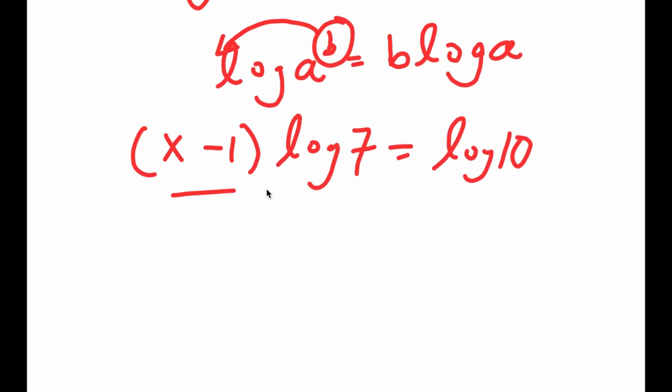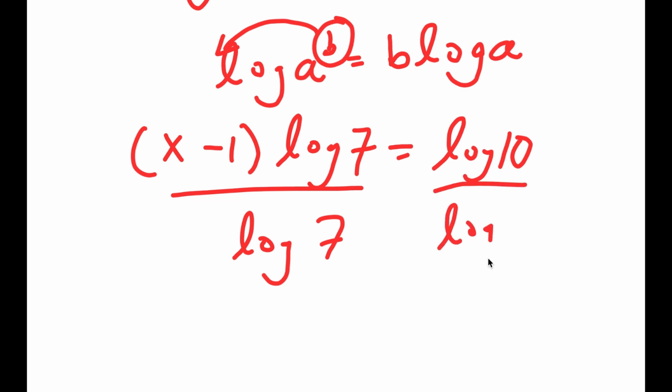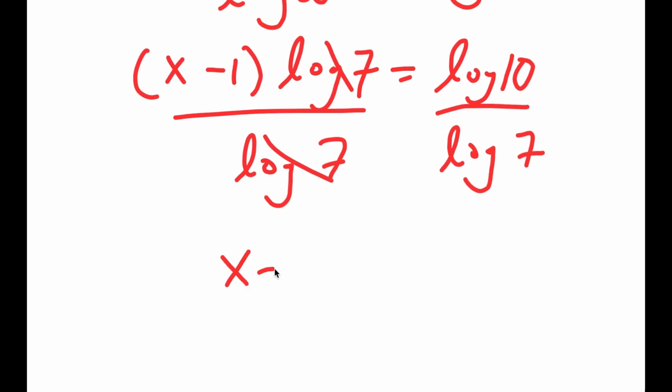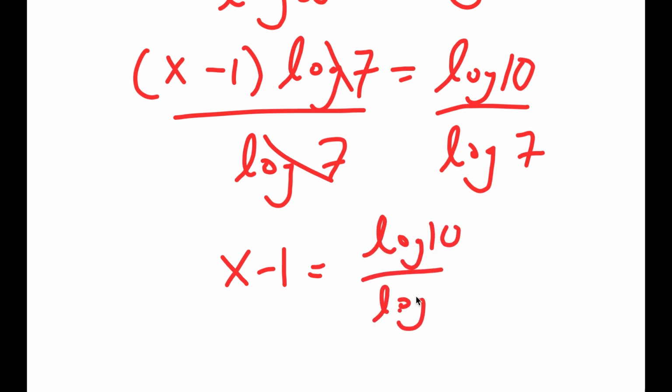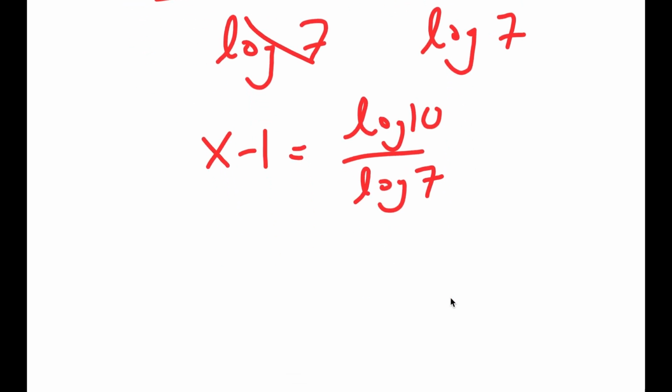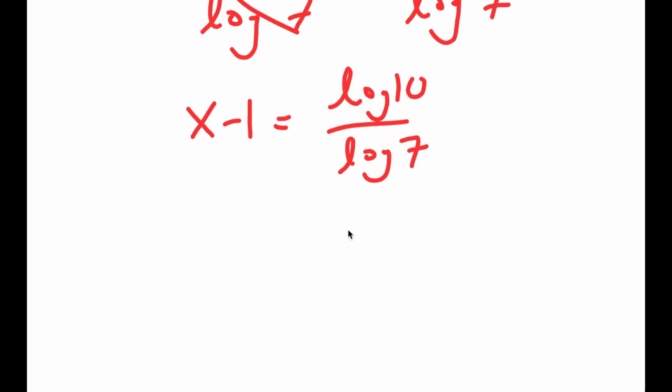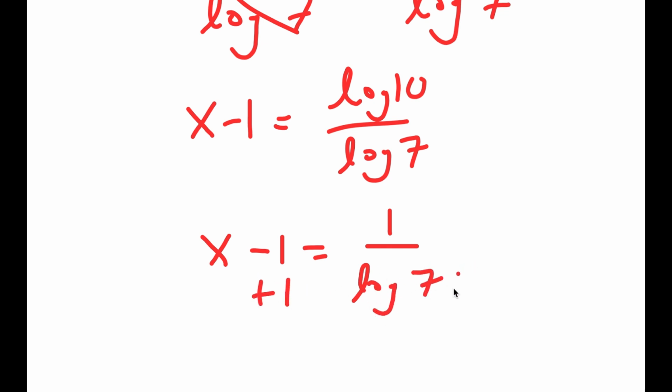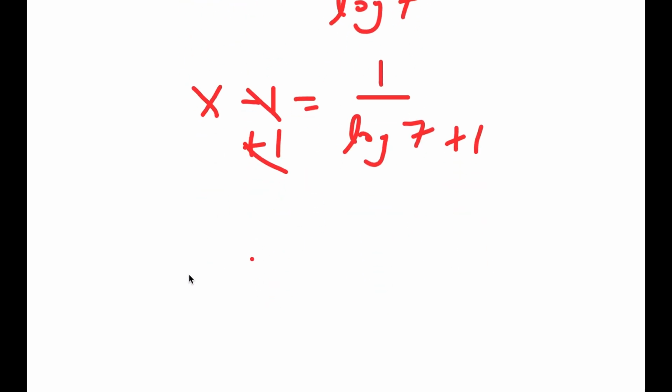Now we want to isolate x, so I'm going to divide both sides by log 7. So these two cancel out, and I get x minus 1 is equal to log 10 over log 7. Now log 10, that's the same thing as 1, so I have x minus 1 is equal to 1 over log 7, and now I can add 1 on both sides. So I get x is equal to 1 over log 7 plus 1.